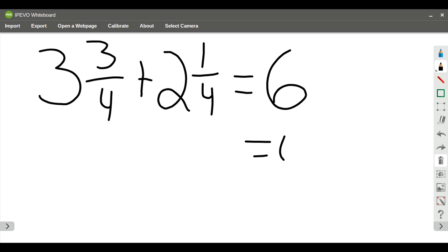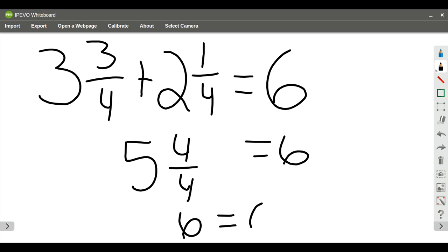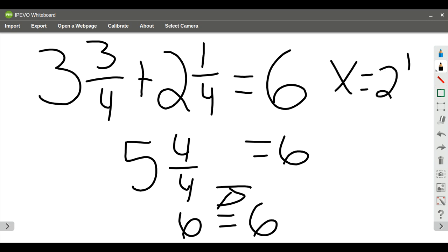So this is equal to 6. 4/4 and 1/4... 4 and 1 is equal to 4/4. 3 and 2 is equal to 5. Well, I know that 5 and 4/4 is equal to 6. So 6 is equal to 6, and my equation is balanced. There's my check. So I know that x was equal to 2 and 1/4.